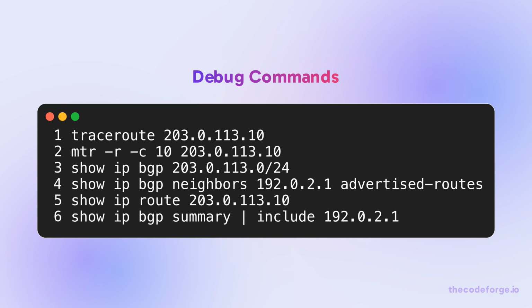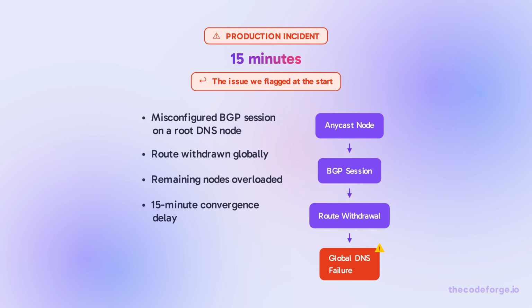These commands help diagnose Anycast issues. Traceroute shows the path, MTR monitors continuously, and BGP commands reveal route advertisements and session status. This is the same issue we highlighted at the start. Here's exactly why that happened.